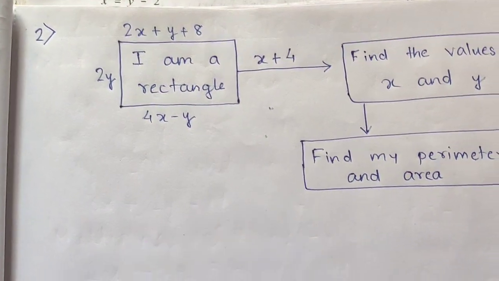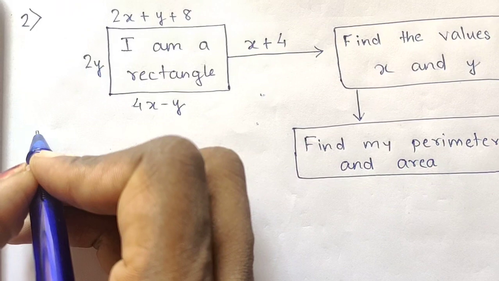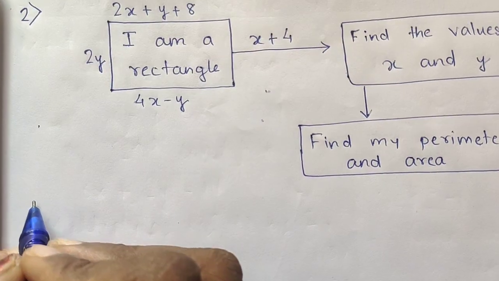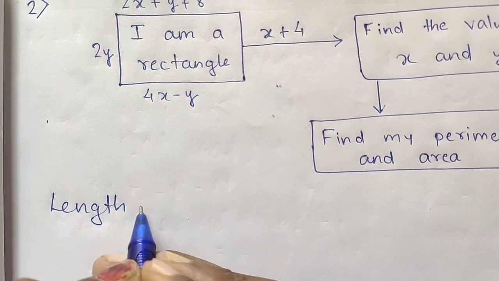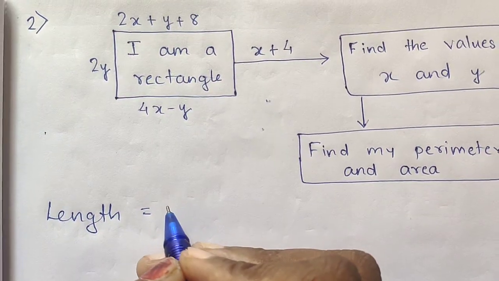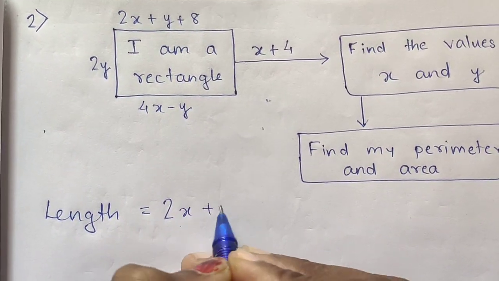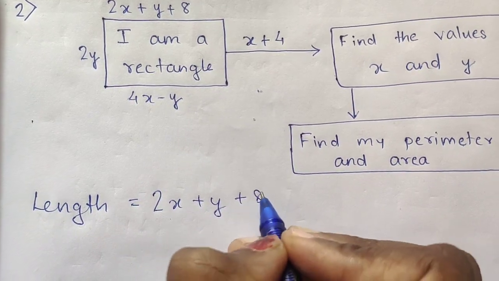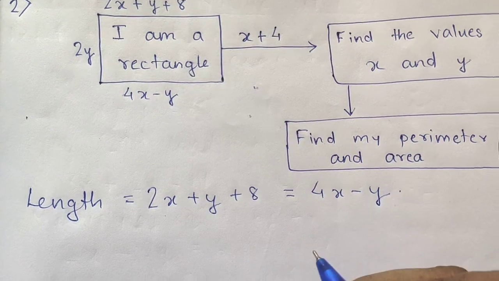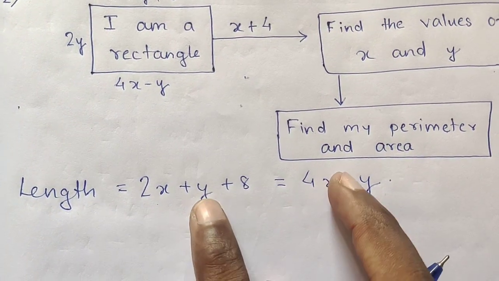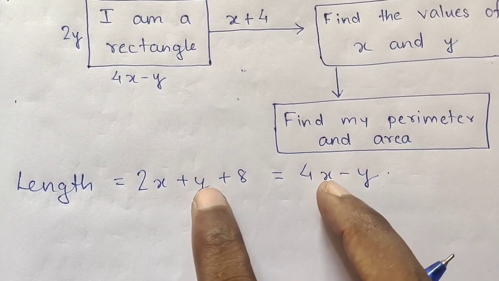So let us write that. First what I am writing? I am going to write length. So what is the length first? 2x plus y plus 8, and one more length is there, 4x minus y. Now these two are equal, so we are going to simplify these two.